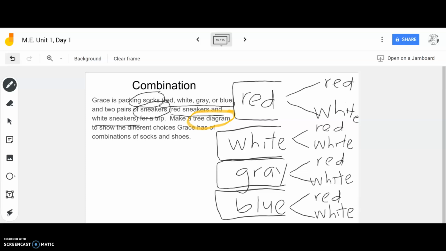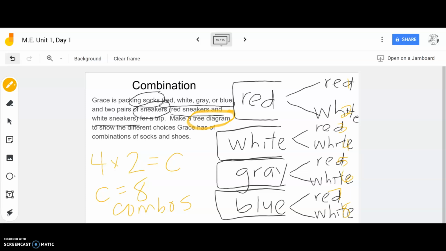Now we can count how many options, how many combinations there are. 1, 2, 3, 4, 5, 6, 7, 8. Let's see if that would have matched our equation if we didn't draw a picture. We have 4 socks times 2 sneakers equals C. C equals 8 combos. And my tree diagram shows those 8 exactly.